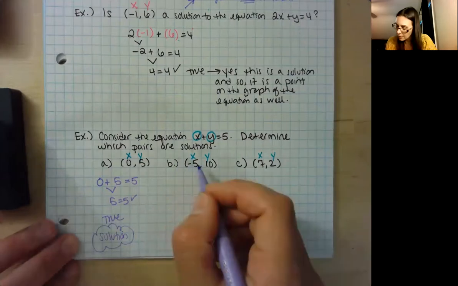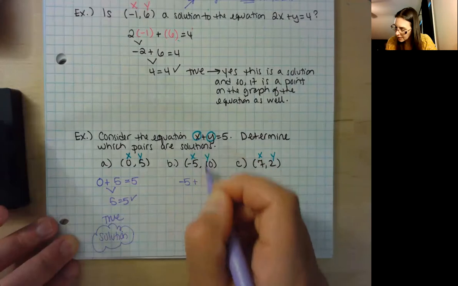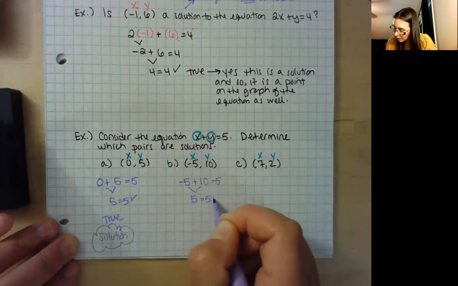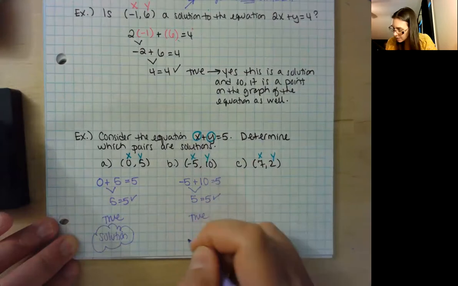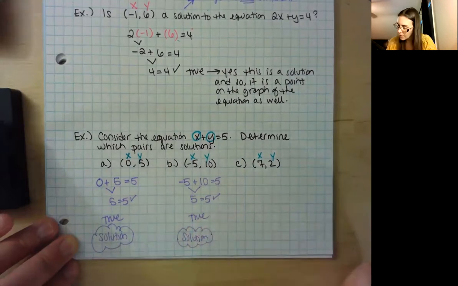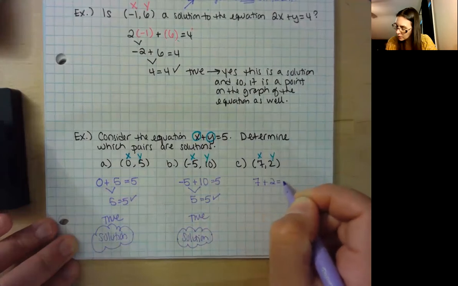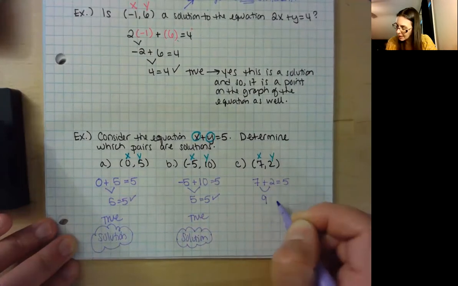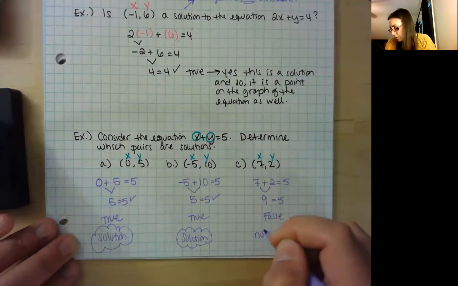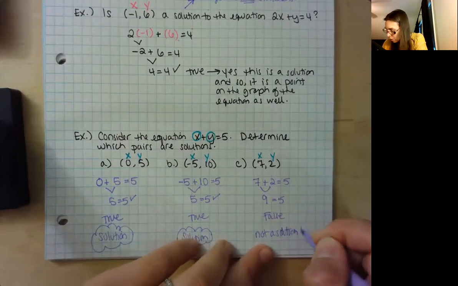For the next one, I do the same thing, but I start over. So now my x is -5, my y is 10. Well, -5 plus 10 is 5. So again, we happen to have a true statement. This is another solution. And then for the last one, if I plug it in, 7 plus 2 equals 5? Well, 7 plus 2 is not 5, it's 9. This is false. So this is not a solution or a point.